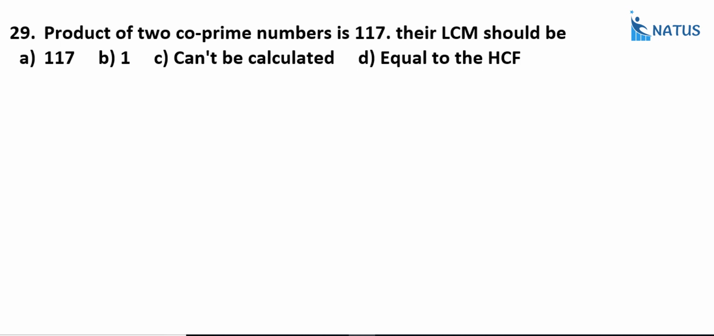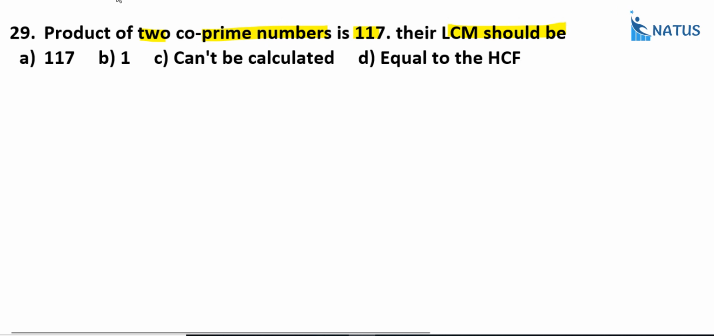Next question. The product of two co-prime numbers is equal to 117. Their LCM should be? Already we discussed in the previous videos what co-prime is. The common factor of any two numbers is equal to 1. Those two numbers are called co-primes, whether those two numbers are prime numbers or composite numbers, whatever it is.